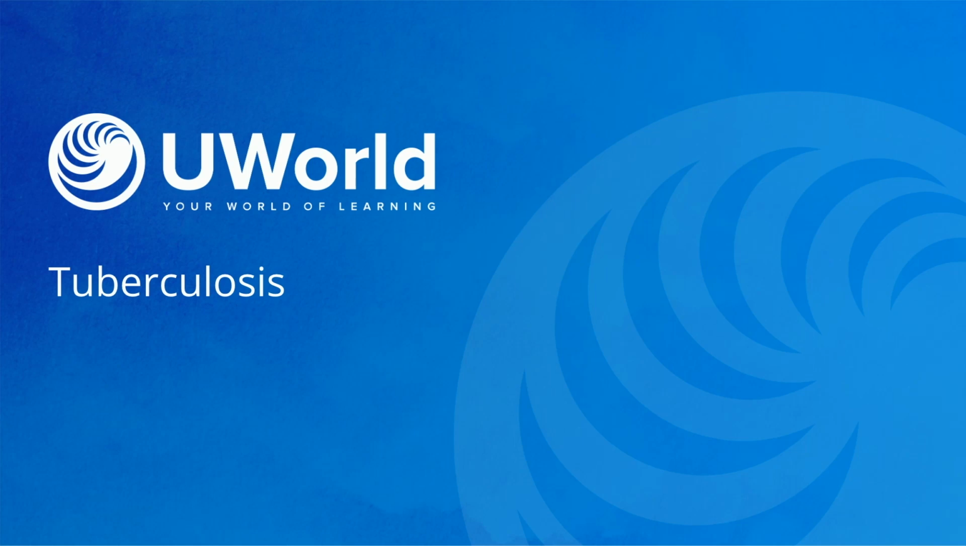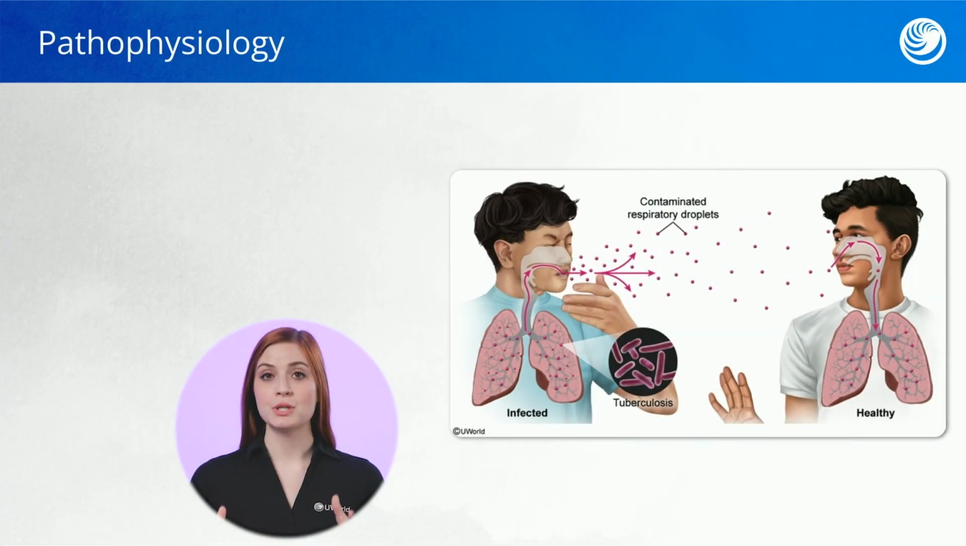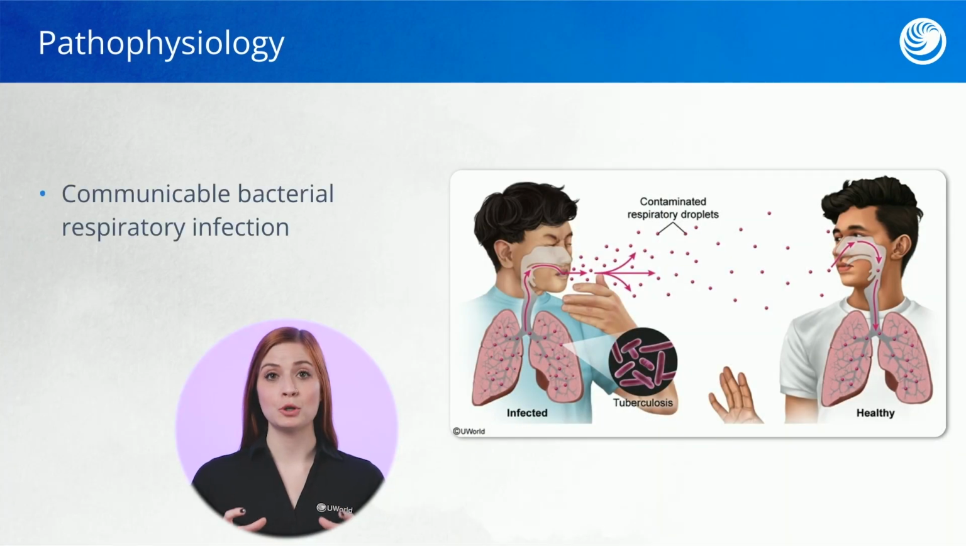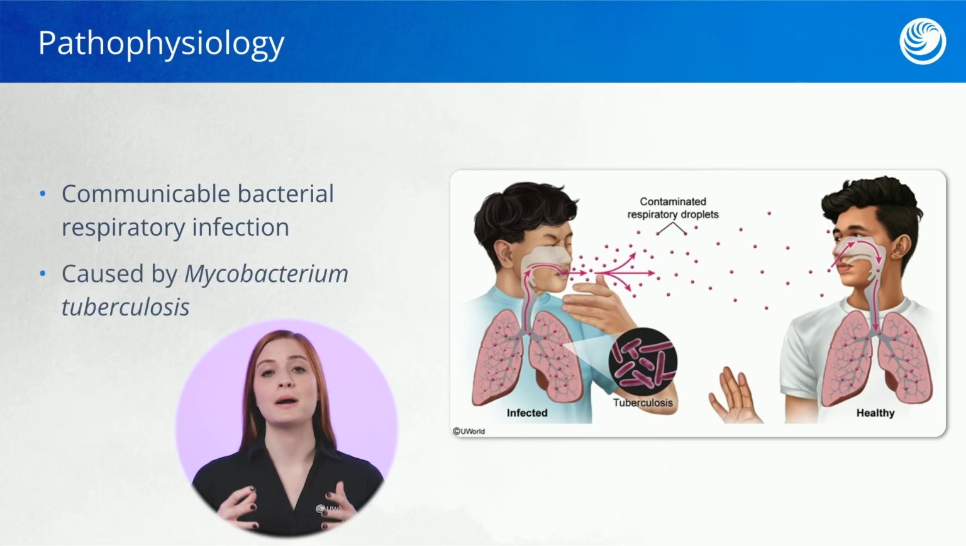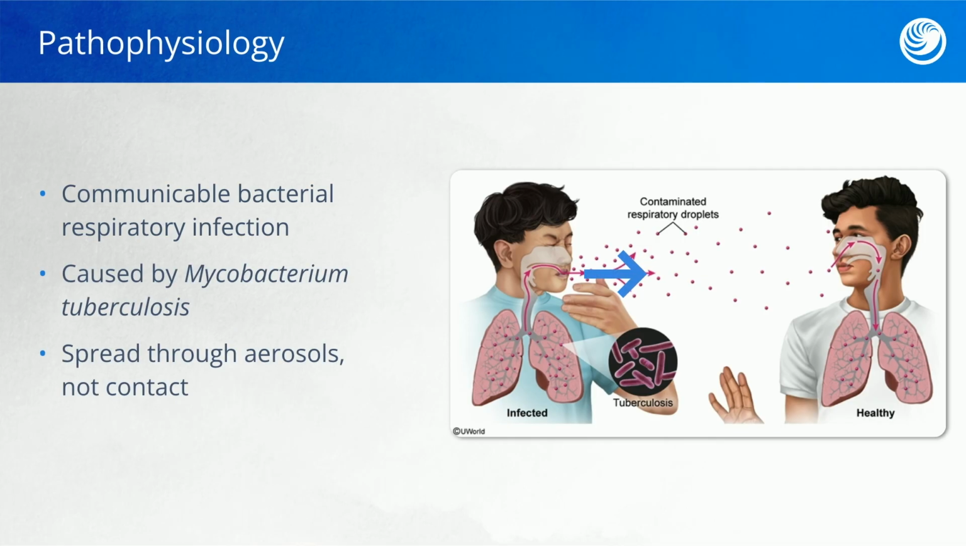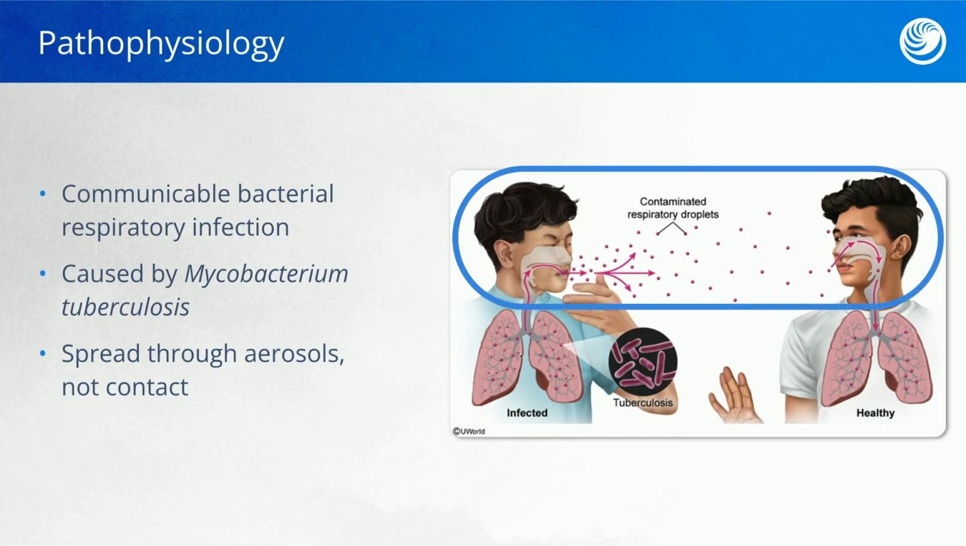This topic is tuberculosis. Tuberculosis, or TB, is a highly communicable respiratory disease caused by Mycobacterium tuberculosis, and it's spread through aerosols, not contact. Aerosolized particles are very small and remain suspended in the air for a long period of time. So as you can see in the graphic here, it's a lot easier for a healthy person to be infected with the bacteria that causes tuberculosis.